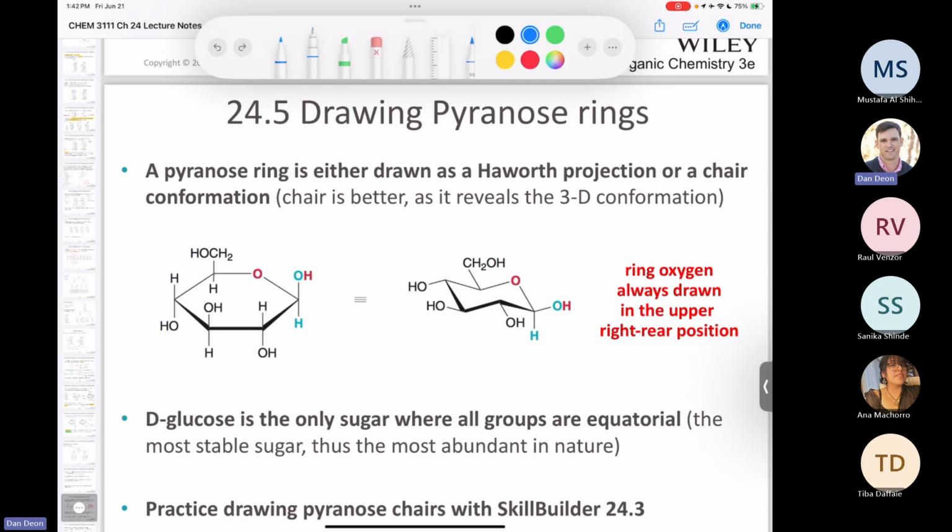So it turns out that this here would be beta D-glucose, all right? And anyhow, it says D-glucose is the only sugar where all groups are equatorial. So if we go from the Haworth projection and we draw the chair conformation like this, what you'll see is this hydroxyl is equatorial, this one, this one, this one. They're all equatorial. So this is why glucose is the most abundant sugar on Earth. It's because all of the hydroxyl groups are equatorial, no ifs, ands, or buts.